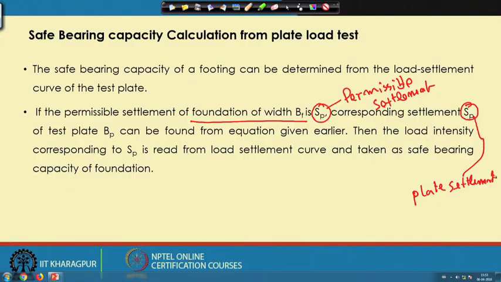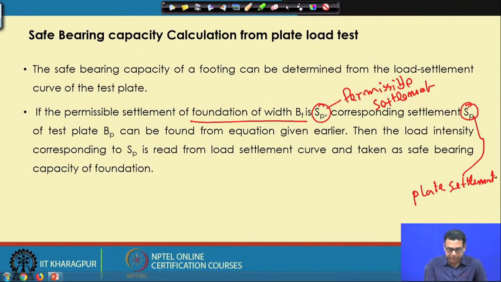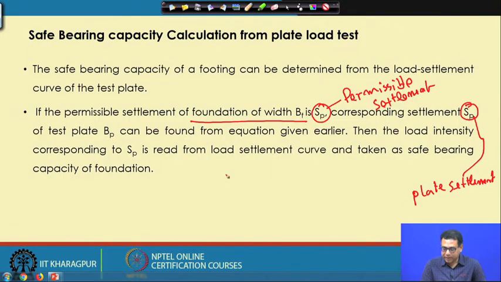So, from this correlation you will get the settlement of the plate corresponding to the permissible settlement of the footing. Then from the load settlement curve, with respect to that settlement of the plate, we will get the intensity of load, and that intensity of load will give us the safe bearing capacity of the foundation from that load settlement curve. So, that is why the load settlement curve can be used to determine the safe bearing capacity of the soil, as well as the settlement of the foundation.